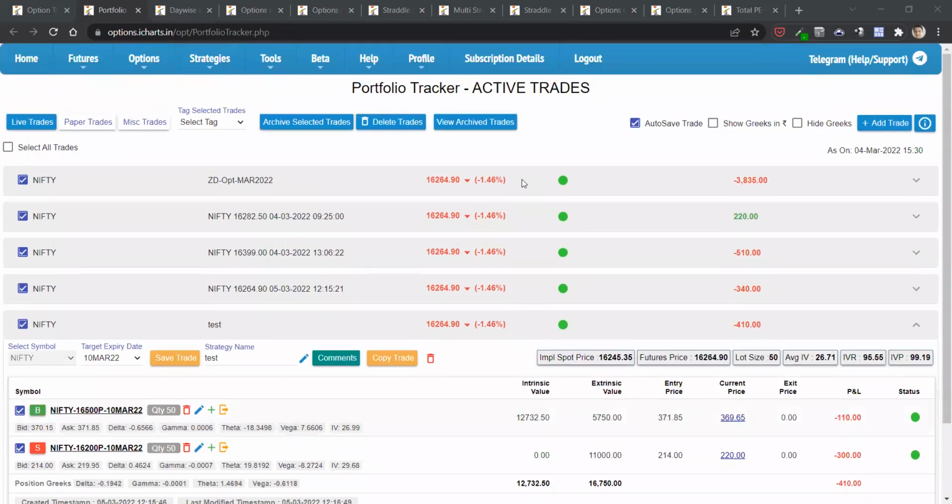All the features are excellent for a very small amount of fees. I am very happy to use your OI charts. Okay, thank you.